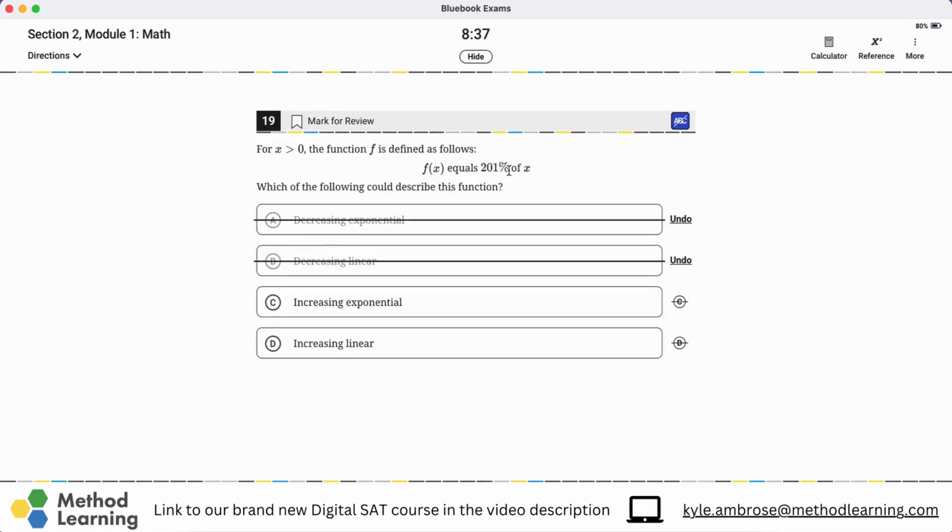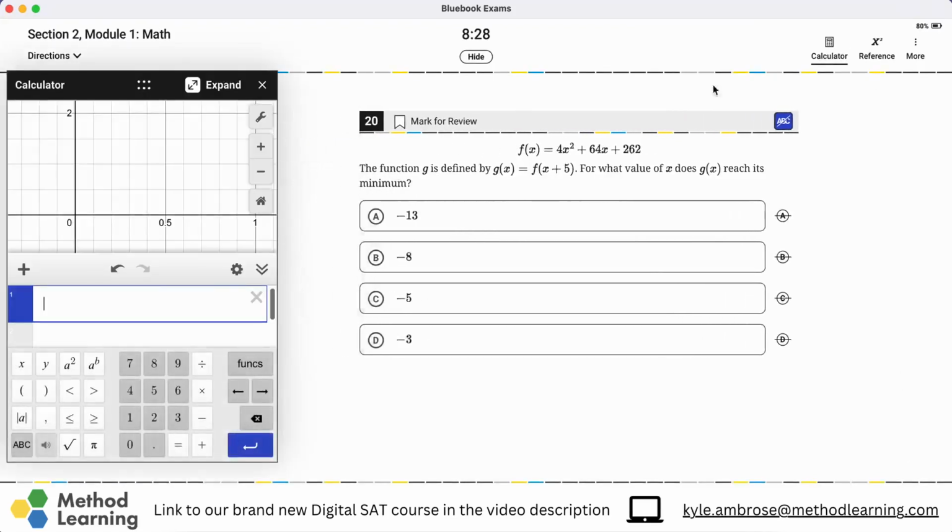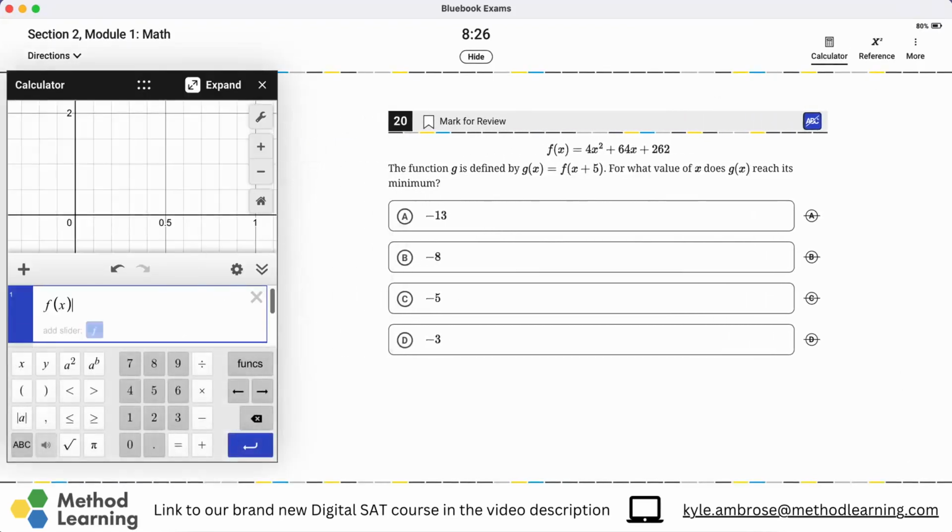So the answer we get is D. Okay, here's a good Desmos question. We're going to type it in just like we see it. f of x equals 4x squared plus 64x plus 262.